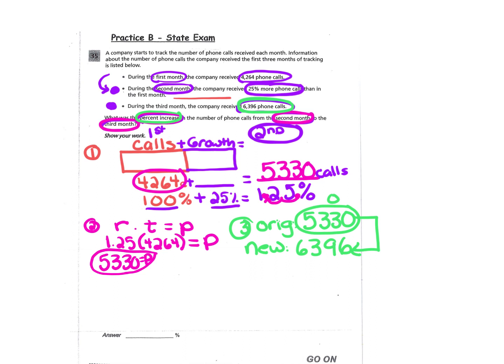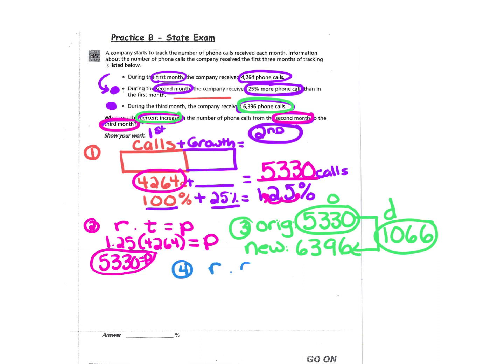Pick up your calculators and take 6,396 and subtract 5,330. We grew by 1,066 calls. That is the D, difference. In your final step, you're going to use the ROD formula to calculate the percent of growth.